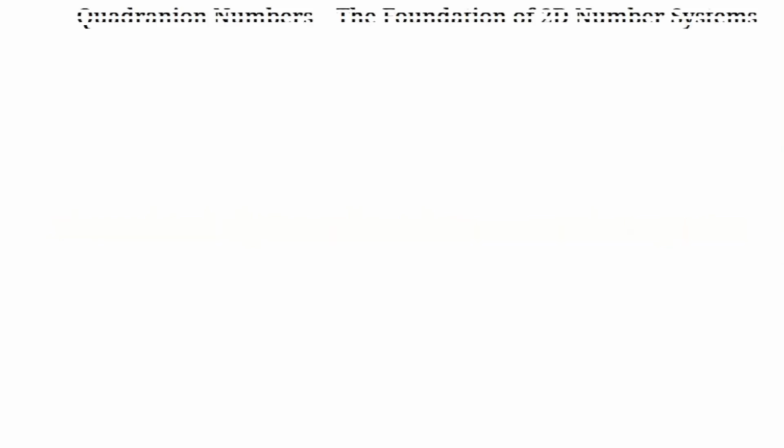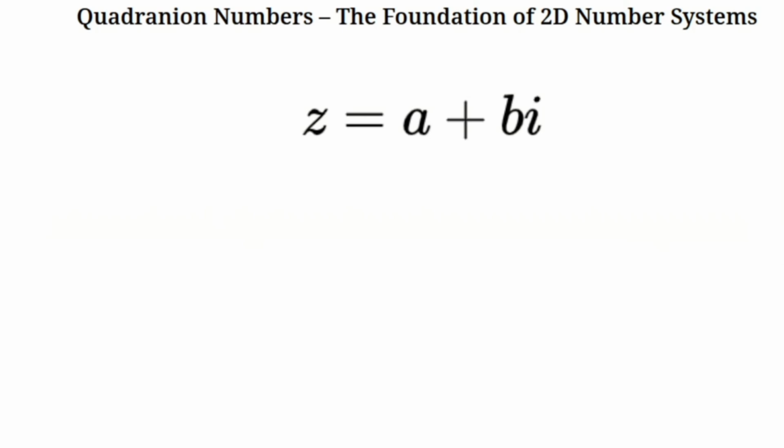Quadranian numbers, the foundation of 2D number systems. Let's start from what we already know, complex numbers, and I personally call them quadranian numbers. A quadranian or complex number is written as z equals a plus b times i, where a and b are real numbers, and i is the imaginary unit defined by i squared equals -1. This might look simple, but it has deep meaning.